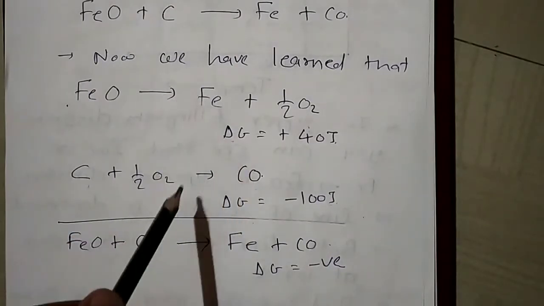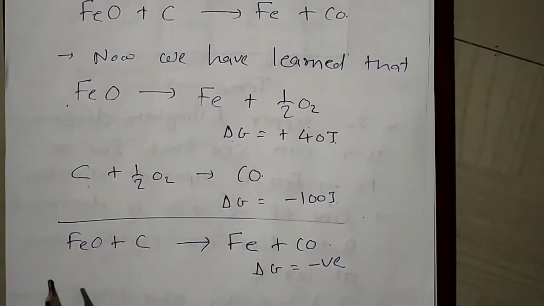Now if we combine both reactions, the final reaction will be FeO plus carbon gives Fe plus carbon monoxide. For that reaction the delta G will be minus 60, meaning negative here. So the final reaction is feasible here.